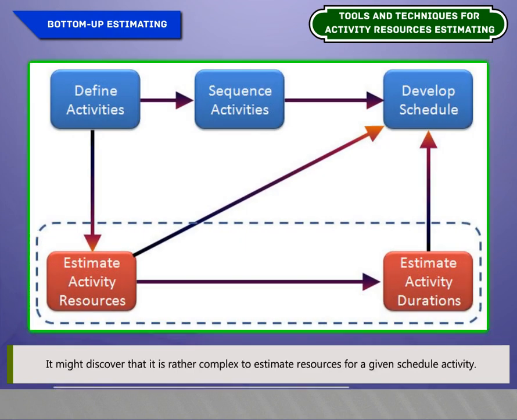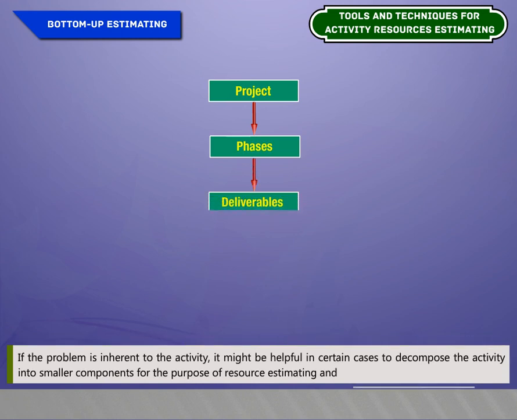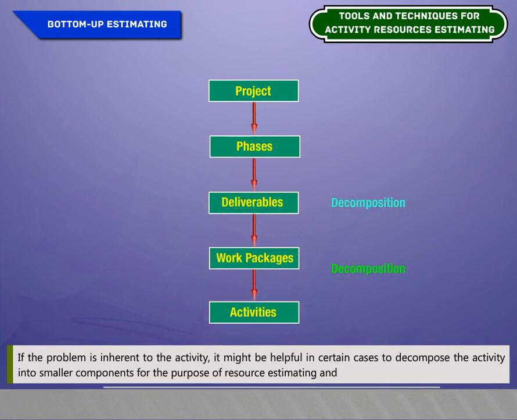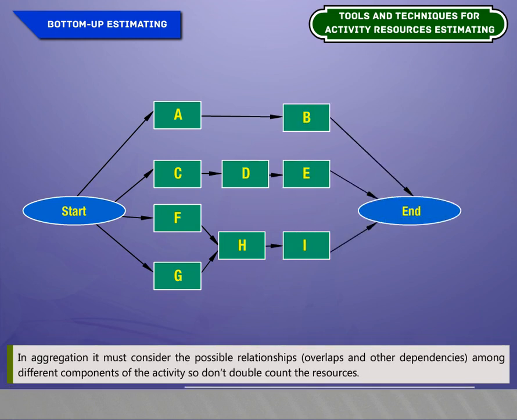Bottom-up estimating. It might discover that it is rather complex to estimate resources for a given scheduled activity. If the problem is inherent to the activity, it might be helpful in certain cases to decompose the activity into smaller components for the purpose of resource estimating, and then estimate the resource for each component, and then aggregate the resources to get an estimate for the whole activity. In aggregation, it must consider the possible relationship, that is, overlaps and other dependencies among different components of the activity, so don't double count the resources or consider a seamless summation of smaller component estimates.